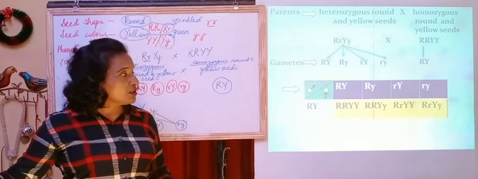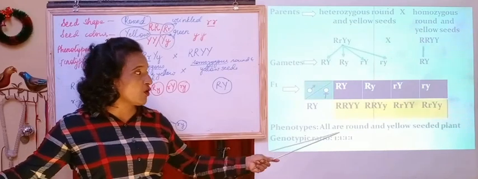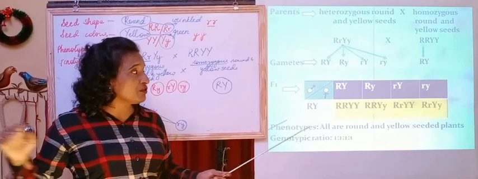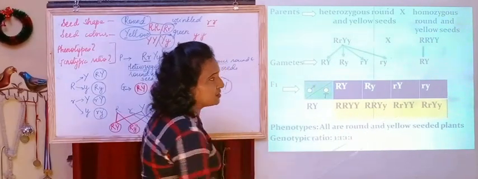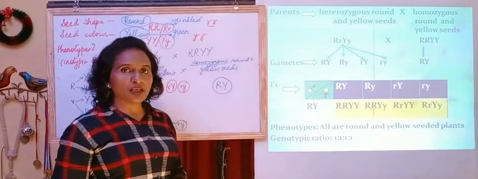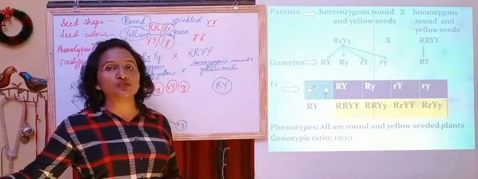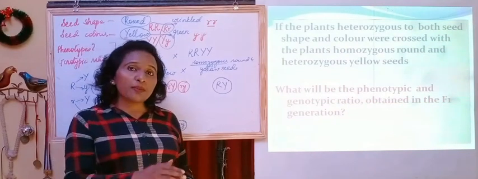Okay, so the phenotypic ratio or phenotypes which we would get here is all are round and yellow seeded plants. Whereas the genotypic ratio will be 1:1:1:1. Because if we see here, genotypes are different from each other. No one is similar here. So therefore genotypic ratio will be 1:1:1:1. Okay. So that was about the first problem.